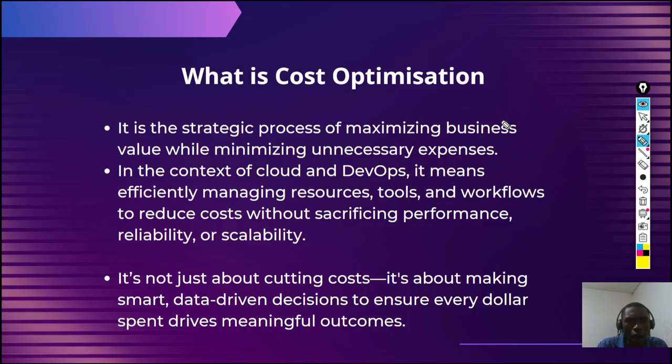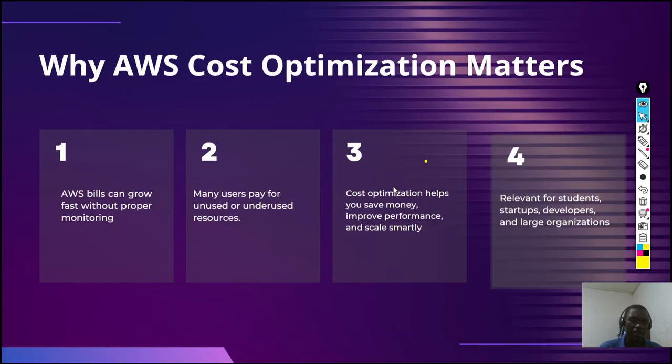Now, we are going to look at the reason why cost optimization matters in the AWS cloud. One thing you have to know is that AWS bills can grow fast without proper monitoring. If you do not monitor and manage your resources very well in the AWS cloud, your bills are going to grow fast. You are going to pay for what you are not using, just like John buying 10 pizzas and using only 3 pizzas and paying for the additional 7 pizzas that he is not using.